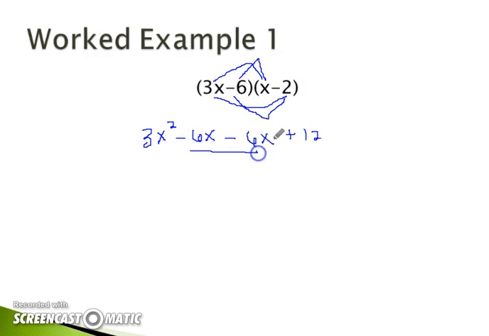And then we just need to combine like terms in the middle. 3x squared minus 12x plus 12. And that's how the FOIL method works. Just remember first times the first, the outside term times the outside term, then the two inside terms, and then the two last terms, and then combine the two in the middle.